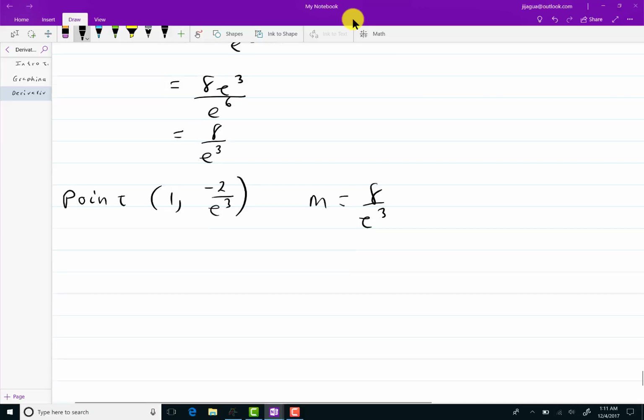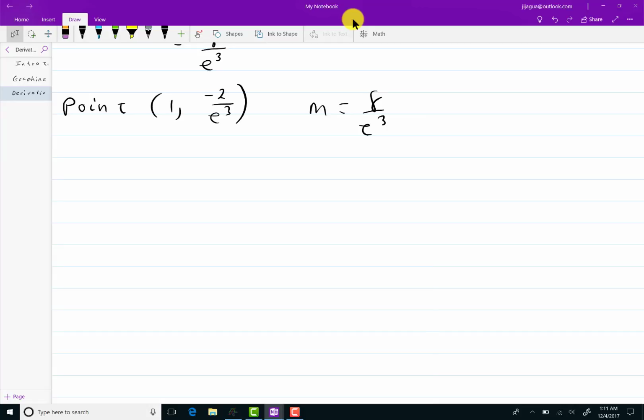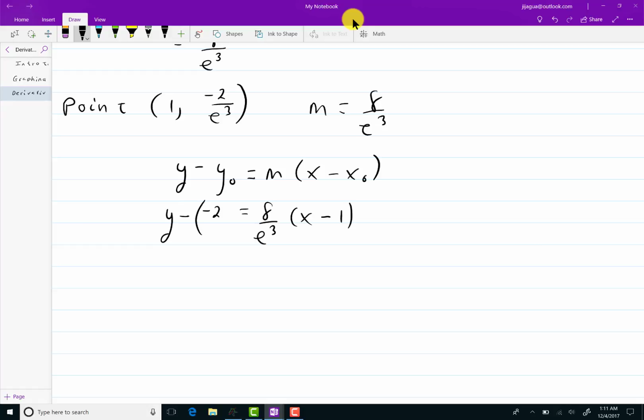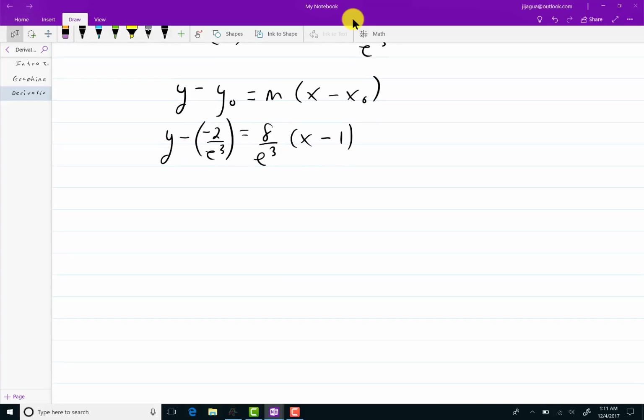So then the equation of the line looks like this. I have y minus y0 equals m times x minus x0. Let's plug in what I have. My m is 8 over e cubed. My x0 would be the number 1. And then we have y minus negative 2 over e cubed. So that's the equation of the line. That's good enough for me.